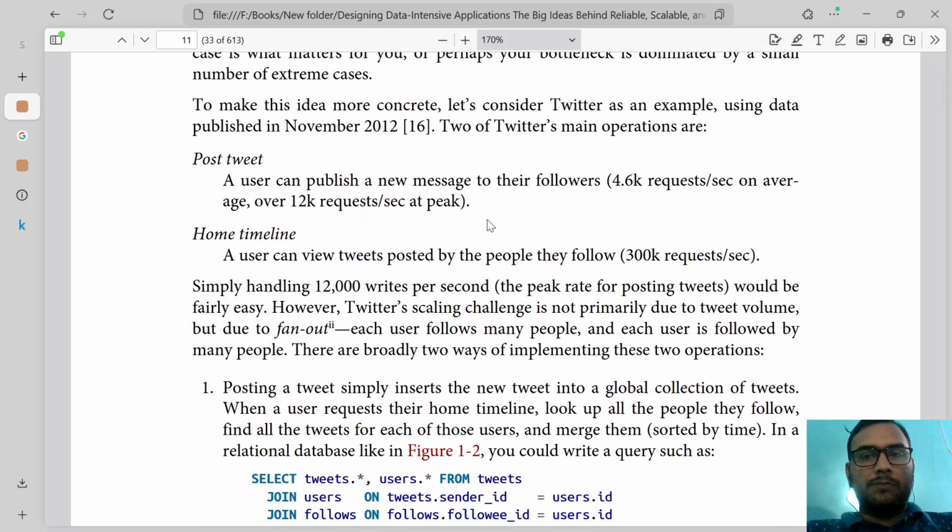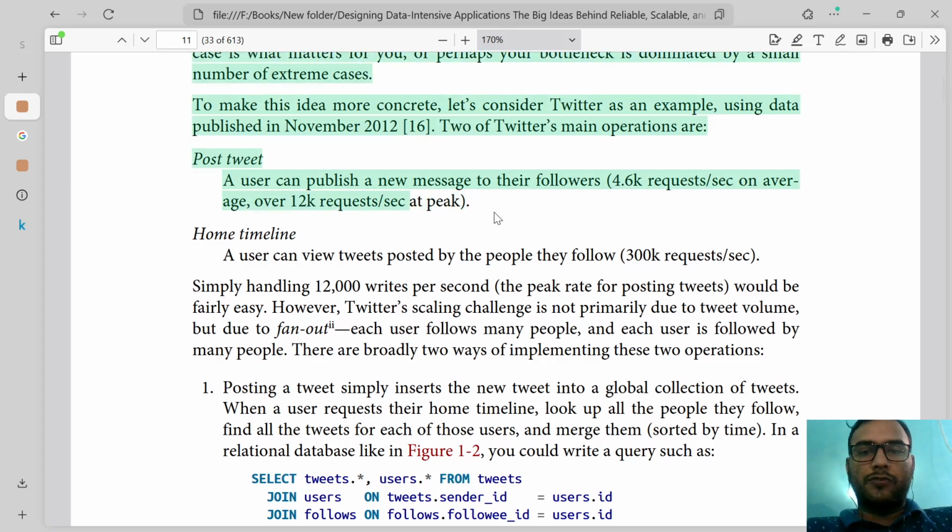Now they have taken one example, the Twitter example. Two of Twitter's main operations are post tweet and home timeline. So what is a post tweet? A user can publish a new message to their followers, and that is 4.6k requests per second on average, and over 12k requests per second at peak load. That is a post tweet.